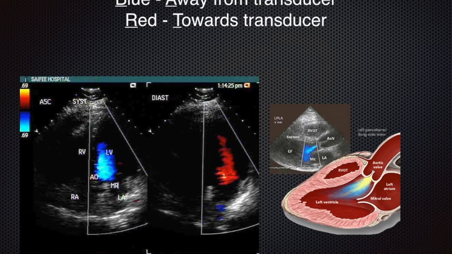And as you can see in this image, there's blue showing the blood going down towards the aortic valve, so that's away from the probe at the top. And on the right hand one in diastole, you see there's blood coming towards the probe, so it's red towards the transducer, and that's coming through the mitral valve. So that's what you'd expect. If it was doing the opposite, then for instance in regurgitation of a heart valve, you would expect the opposite colour flow.